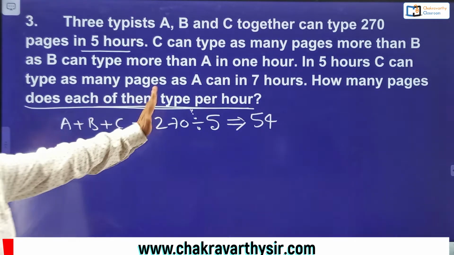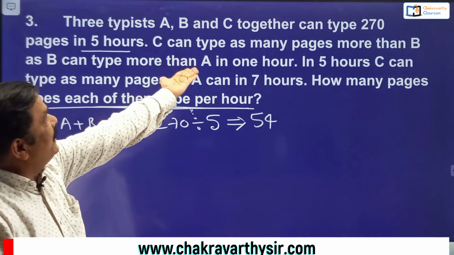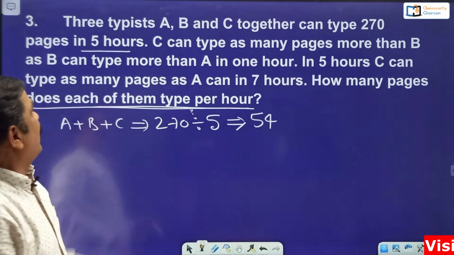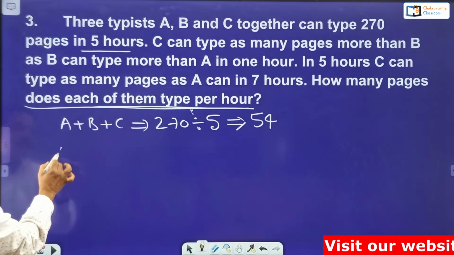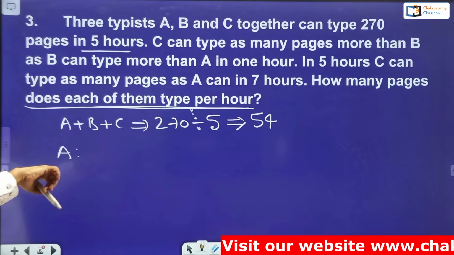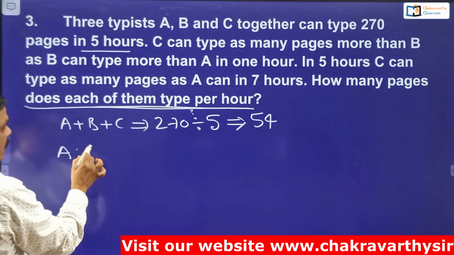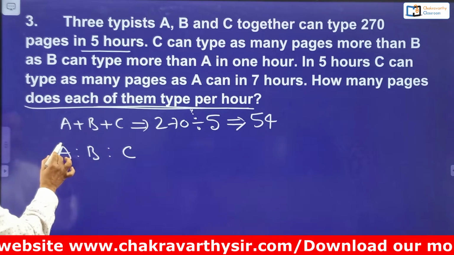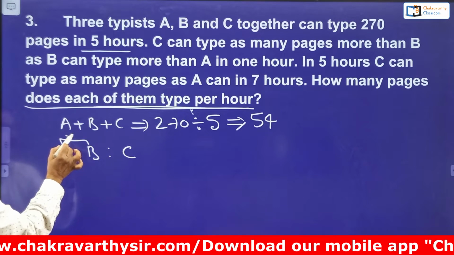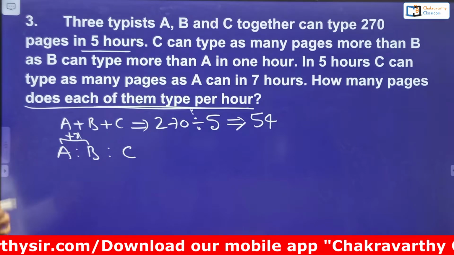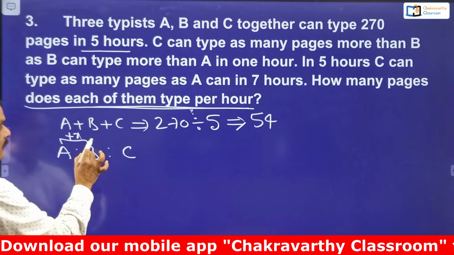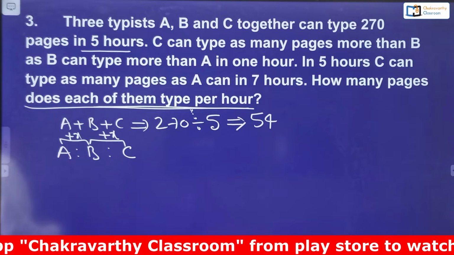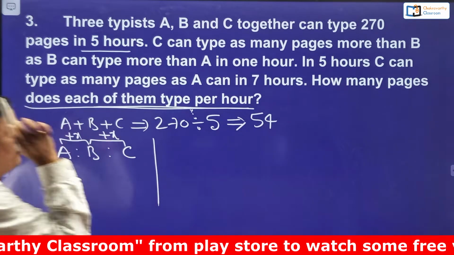Okay, next comparison, just now I have done this one. C can type as many pages more than B as B can type more than A. That means A in 1 hour, the comparison, efficiency, A is to B is to C. The difference between A and B, B can type more than A. How many more than A? Then the difference between B and C is also the same. That's the comparison.